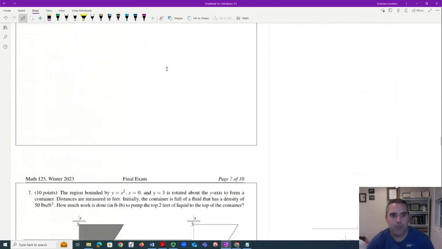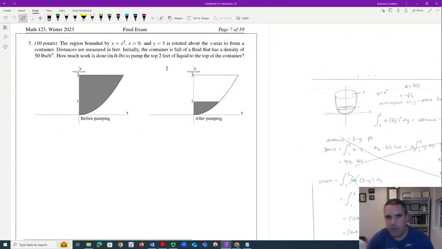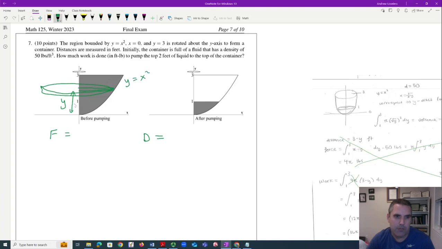Okay, let's keep going. I have a pumping problem. We've now seen quite a few of these. Job 1 is to label a horizontal slice here and ask yourself, how much does that weigh and how much is it going to be lifted? So there's always this force component and this distance component. In this case, what does it say? This function is y equals x squared. So that's why you have to label this y.